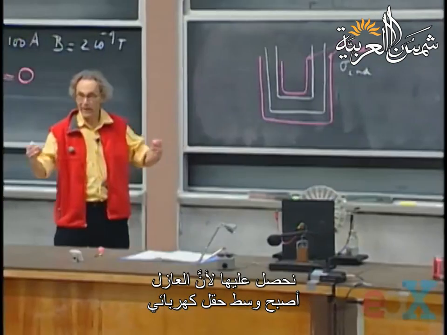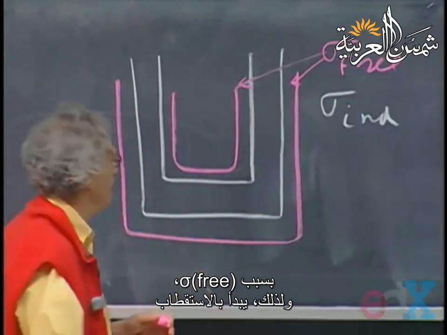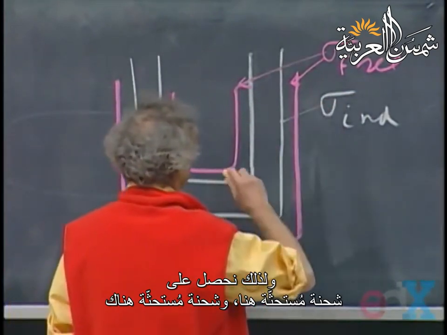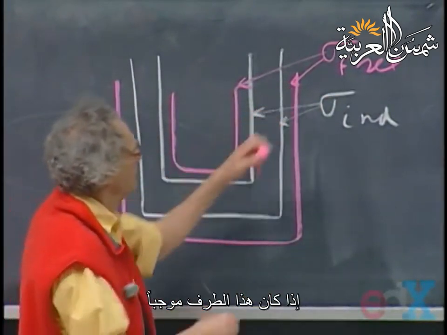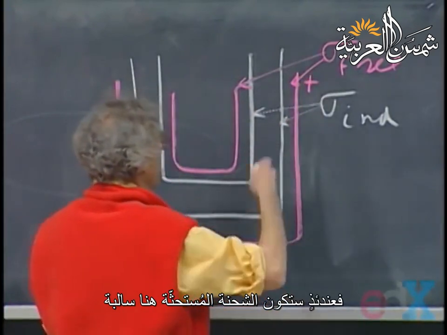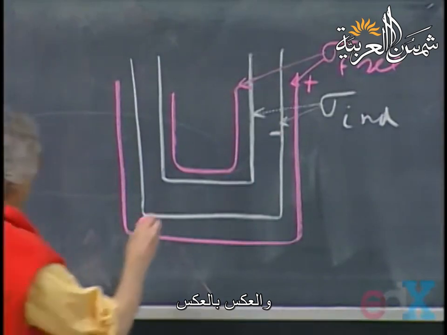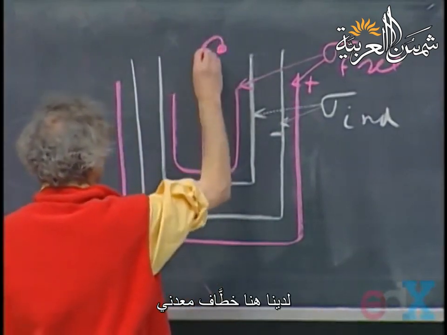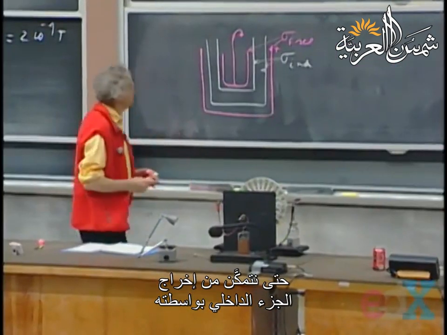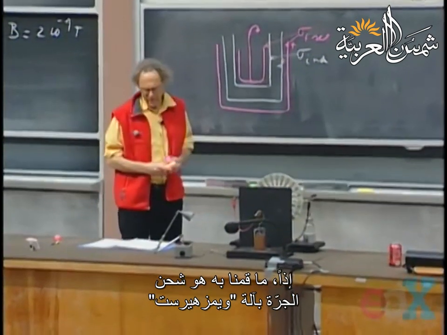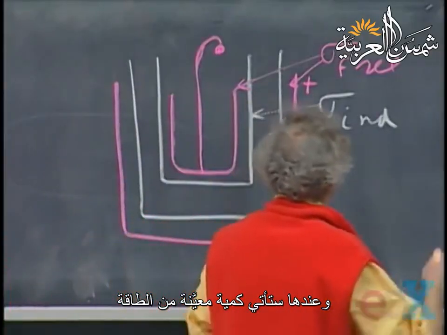Why do you get it? Because the dielectric sees an external field due to this sigma free. And so it begins to polarize, and so you get here induced charge, and you get there induced charge. If this side is positive, then the induced charge here will be negative, and vice versa. We have here a metal hook so that we can lift out the inner portion. So what we did, we charged it up with the Wimshurst, and then there is a certain amount of energy.